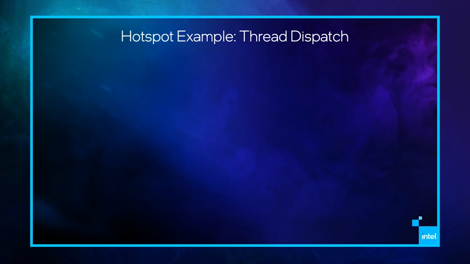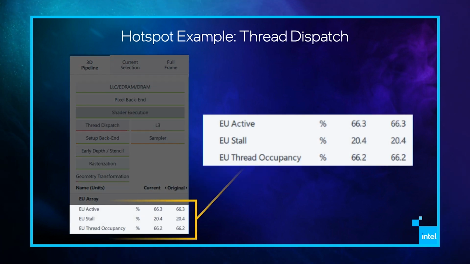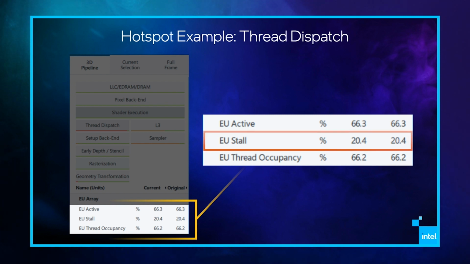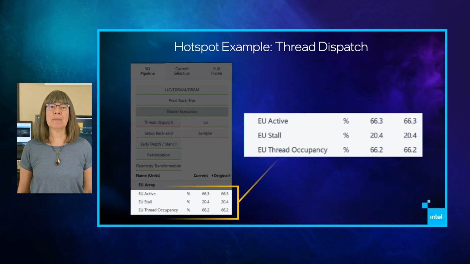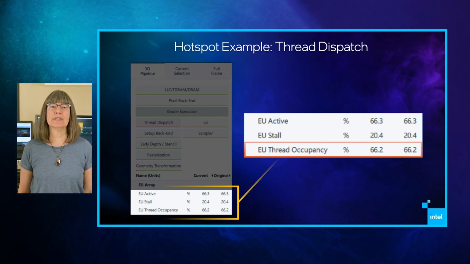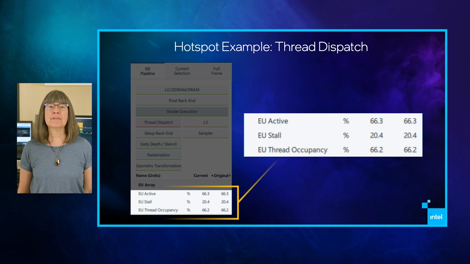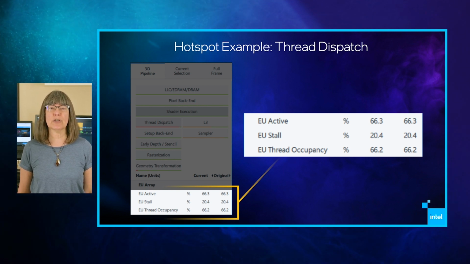Now let's look at an even more interesting example, thread dispatch. In this case, there is a sequence of draw calls which have a thread dispatch bottleneck. As you may notice in these execution metrics, this results in suboptimal shader execution. In this particular case, we have a rather high stall rate, 20%. But as we already know, this may be caused by an insufficient number of threads loaded on the EU, and this is exactly what EU thread occupancy indicates to us by showing 66%. So instead of directly fixing stalls in shader code, we instead need to increase the overall EU occupancy.